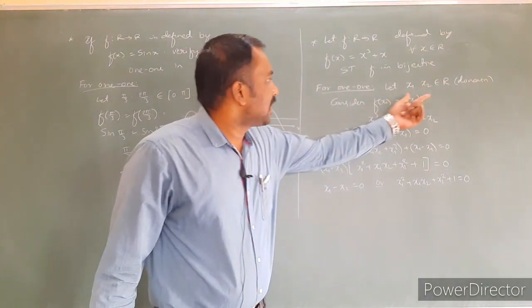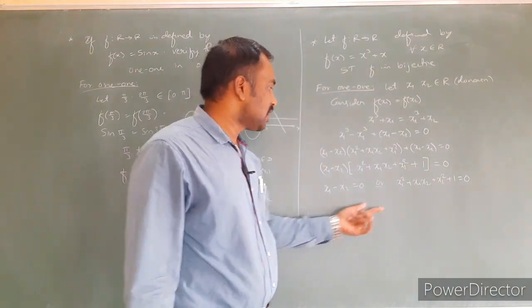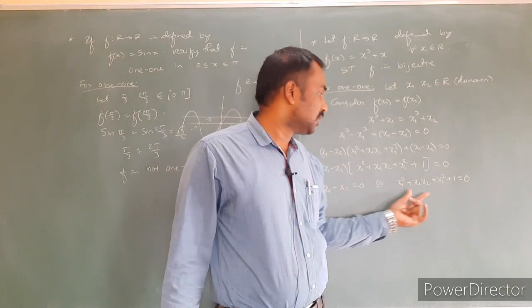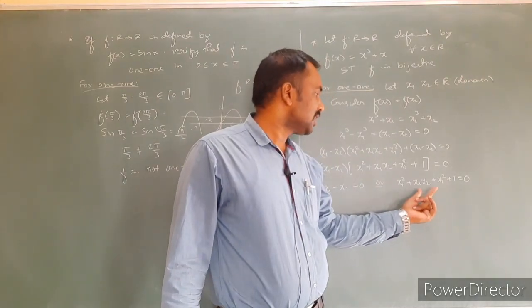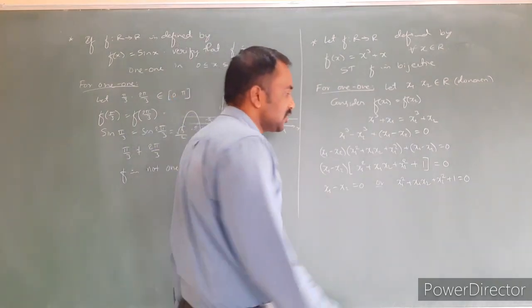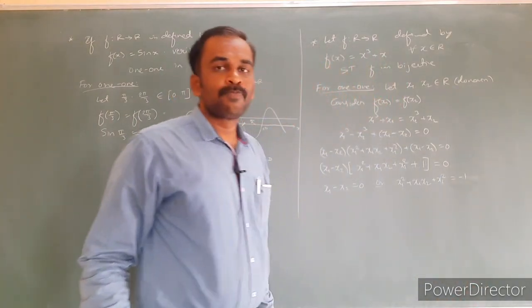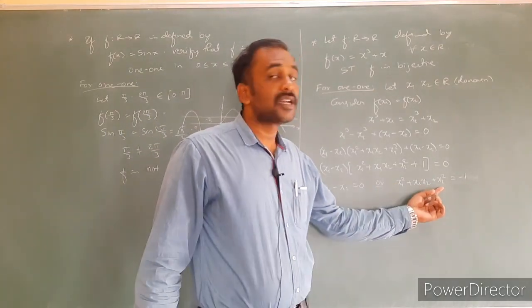Okay, provided that, what are x1 and x2? x1 and x2 are any real numbers. Taking x1 and x2 as any real numbers, is it possible to say that this number is equal to 0? This number never becomes 0. Or the plus 1 you can shift to the right-hand side, it becomes minus 1. Here a square, here a square.